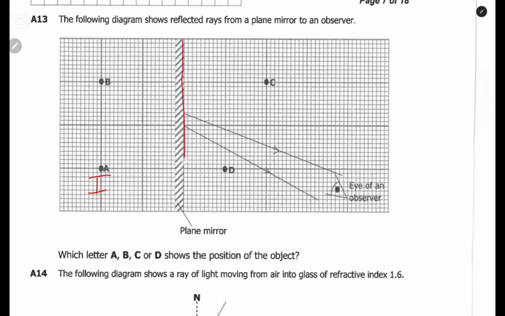This is the mirror line. So you expect the object to be on this part of the mirror, and therefore it cannot be this one. Look at the rays, how they are moving. So this is the one that is here. So you are able to reflect, and of course it is seen on the other side. Therefore the answer here is C. That is for question 13.